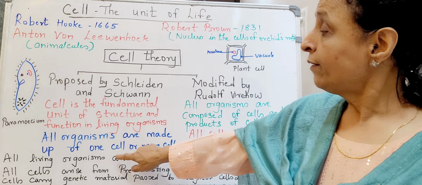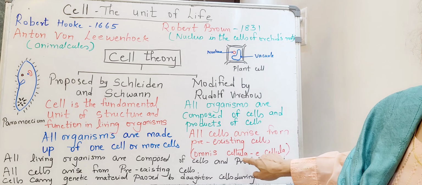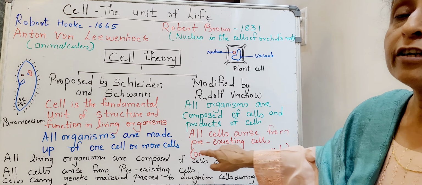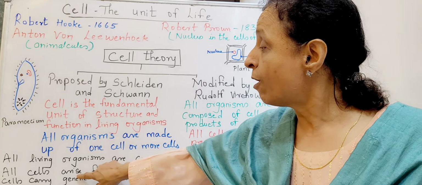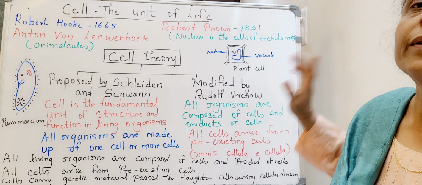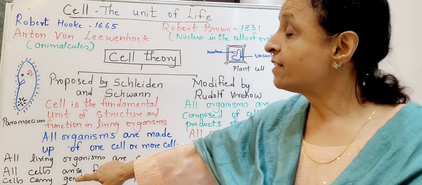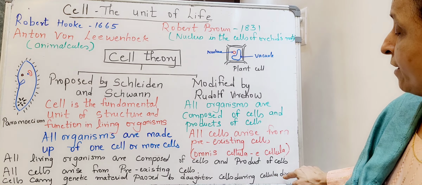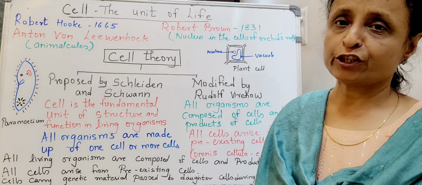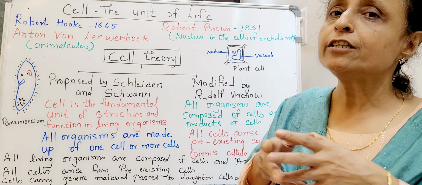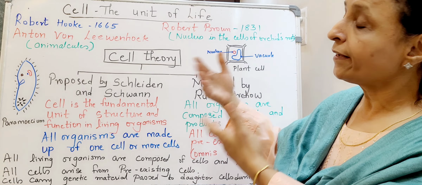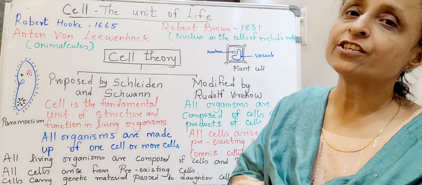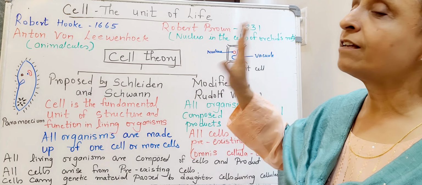Now, all living organisms are composed of cells and products of cells. All cells arise from pre-existing cells. Cells carry the genetic material, which is passed to the daughter cells during cell division. So all this study leads to the expanded explanation of the cell theory. So, this is the cell theory.